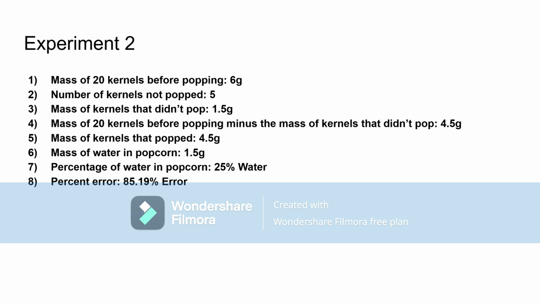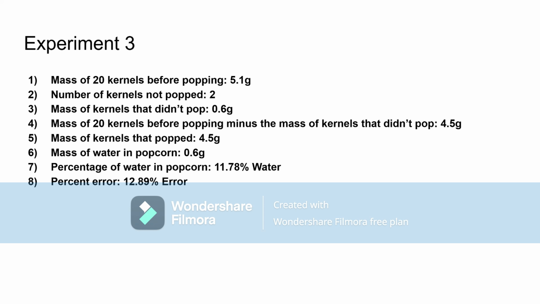Here in experiment 2, the mass of the kernels was 6. 5 kernels did not pop, making the mass of kernels that did not pop 1.5. Therefore, subtracting the ones that didn't pop from the 6 gives us 4.5. The mass of popped kernels was also 4.5, leaving us a mass of water in the popcorn of 1.5. The percentage of water in the popcorn was 25%, giving us a percentage error of 85.19%.